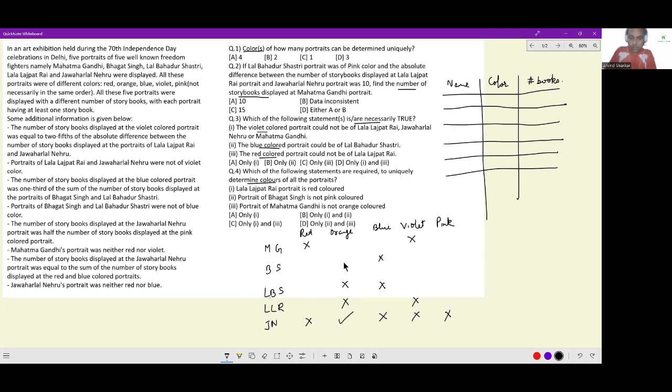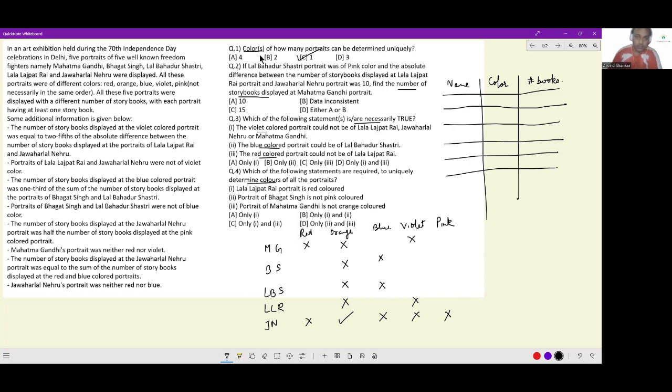This will enable us to cancel out orange for everyone else. But for Mahatma Gandhi, blue and pink both survive. For Bhagat Singh, red, violet, and pink survive. For Lal Bahadur Shastri, red, violet, and pink survive. For Lala Lajpat Rai, red, blue, and pink survive. For the others, we can't be certain what is the color of the portrait that they have. But for Jawaharlal Nehru, we are absolutely certain it has to be orange. So, with this in mind, we go to working for individual questions. Colors of how many portraits can be determined uniquely? Just for one portrait, just for Jawaharlal Nehru's portrait, we can be sure what is the color of the portrait.